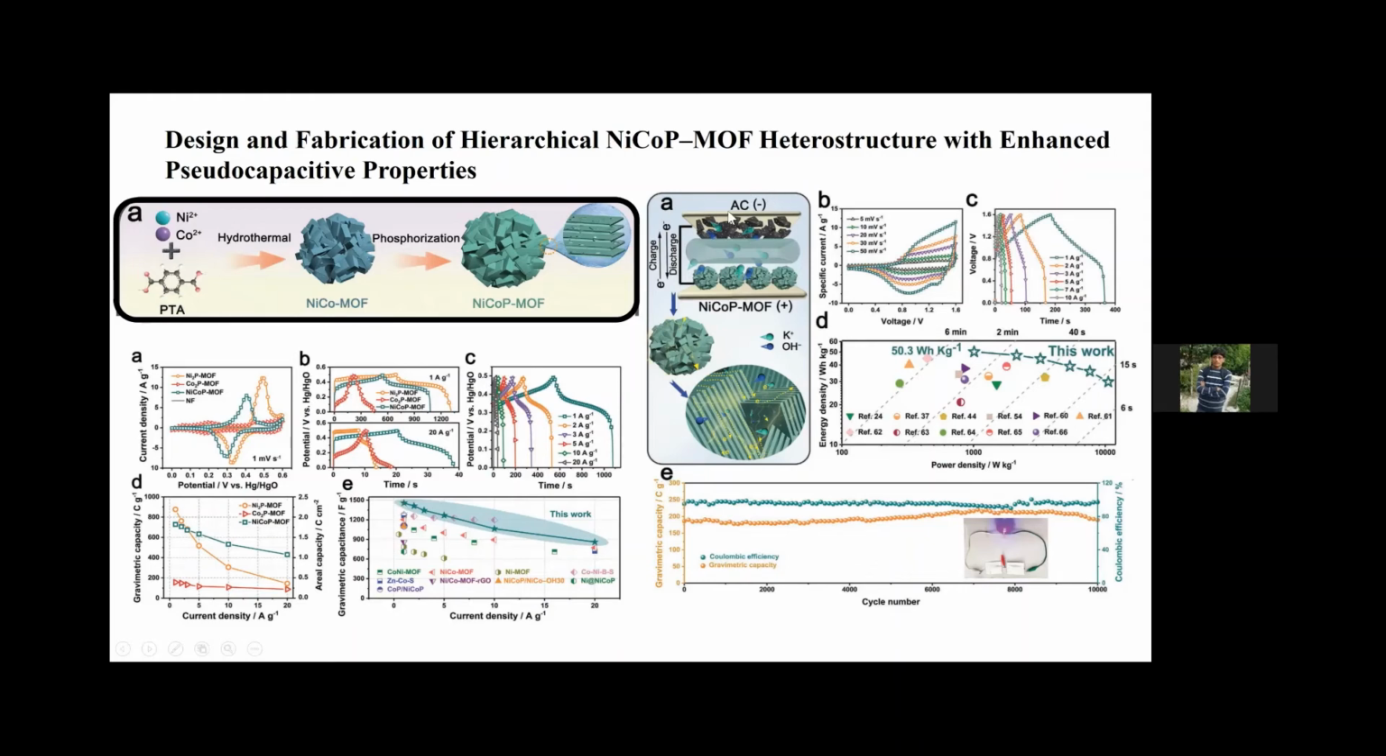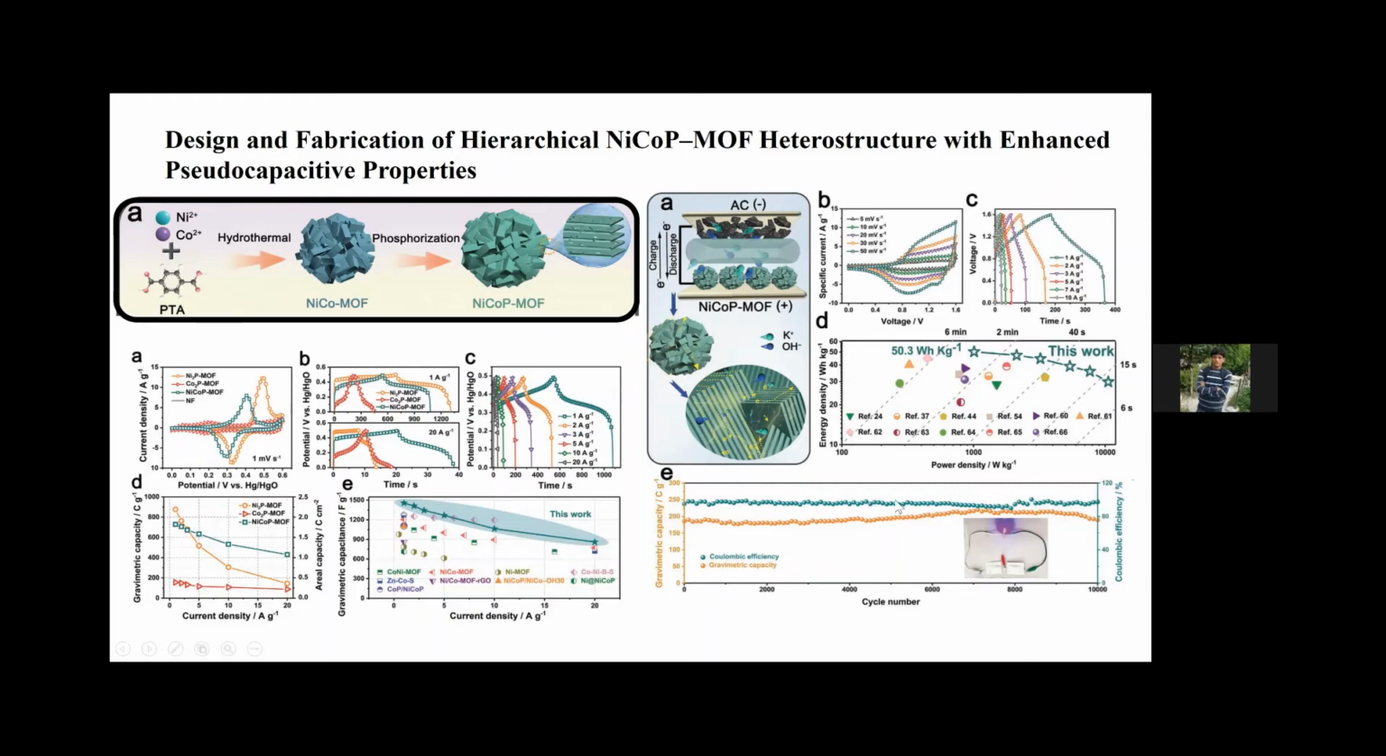Based on this 1,500 farad per gram specific capacitance value of this material, they use activated carbon and follow the charge balance formula, which determines how much activated carbon they have to deposit. They deposit it, assemble it, and after assembling, they achieved a much higher energy density and power density compared to any other work.